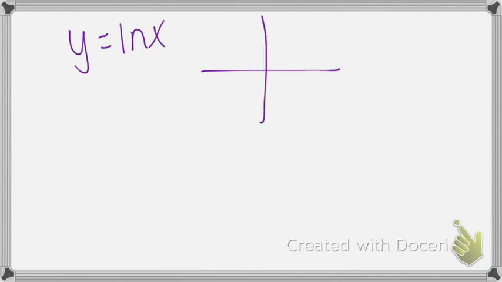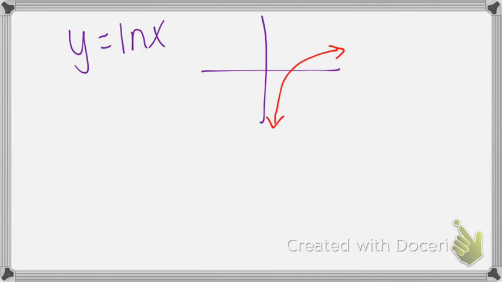So first of all, we're going to talk about y equals natural log of x. And we're going to look at the graph of it first so I can explain where the formula comes from. Anybody know what the graph of natural log of x looks like? So it's kind of like this.